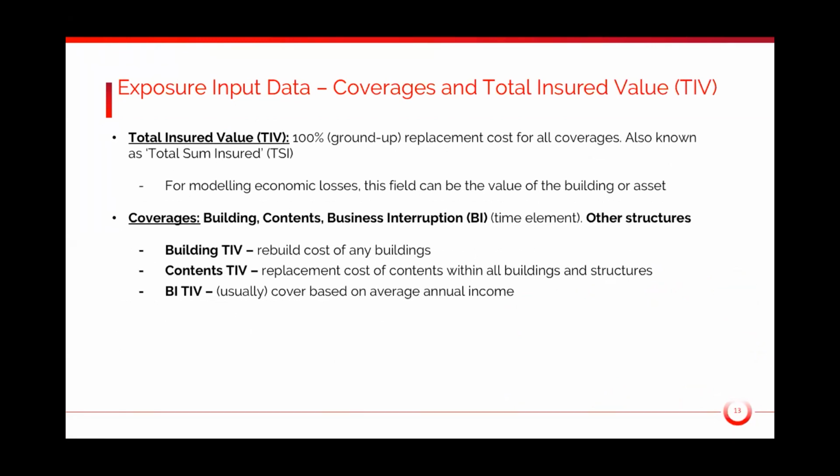And this is split into your 3 different coverages. So your building, as it states, is your rebuild cost of the building. Your contents is the replacement cost of any contents within that building. And then you have your BI, which is your business interruption. So this is mainly for your commercial properties that have lost income, who aren't able to trade or manufacture their goods, so they're actually losing income. And this is usually based on an average annual income.